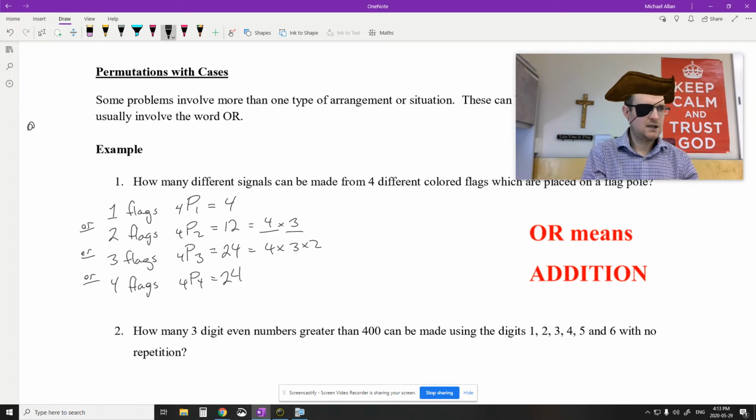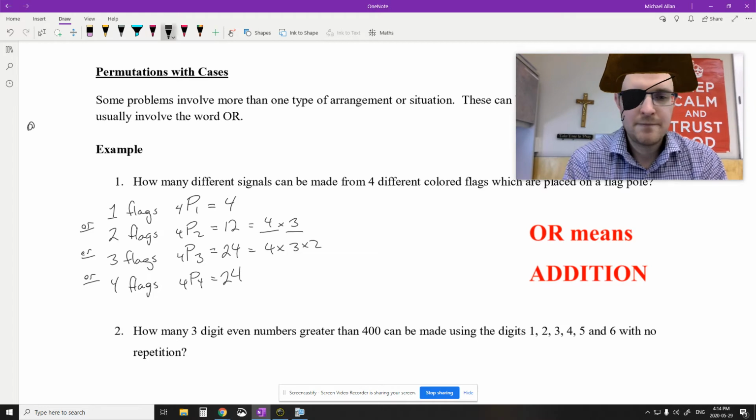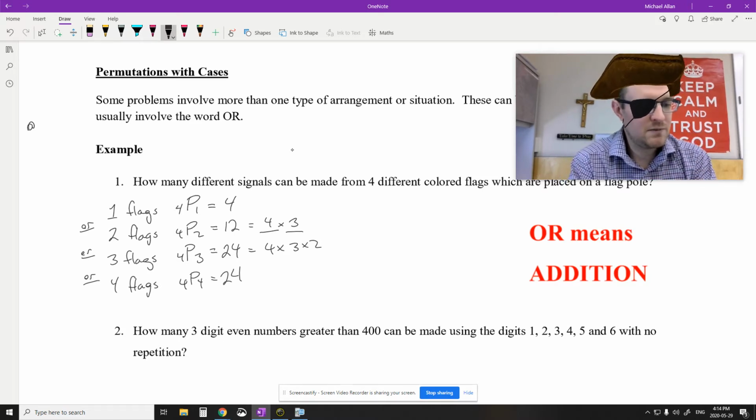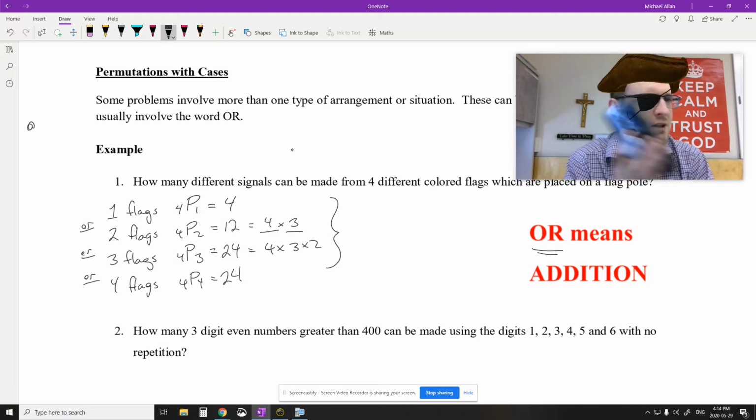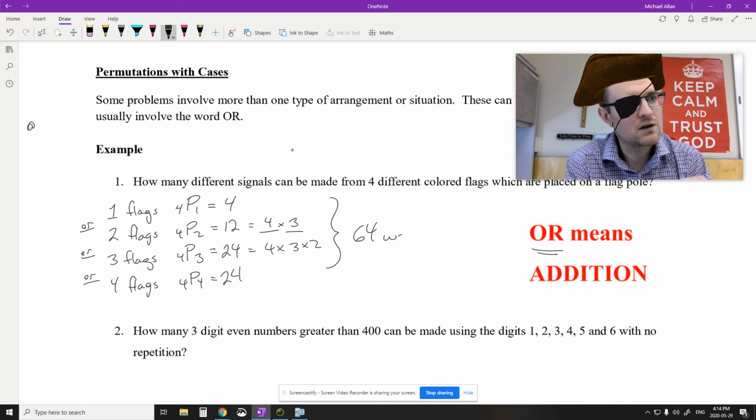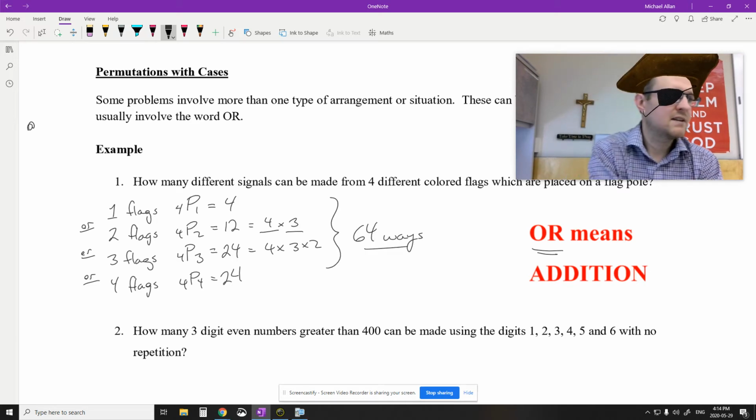But let's just do some math here. I'm just going to double check some stuff, and we're just going to add all of these numbers together. So we got 4 plus 12 plus 24 plus 24. If I add them all together, because that's what OR means, I talked about that before as well, OR means addition, I'm going to get 64 ways.